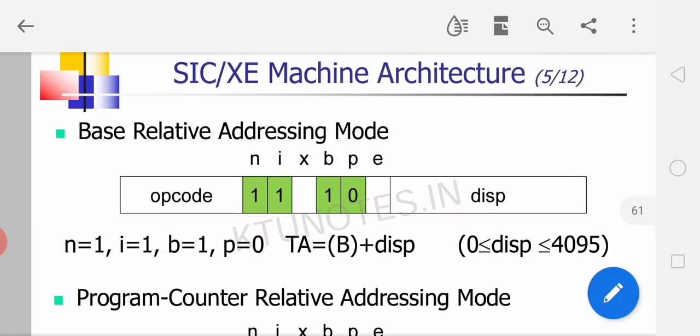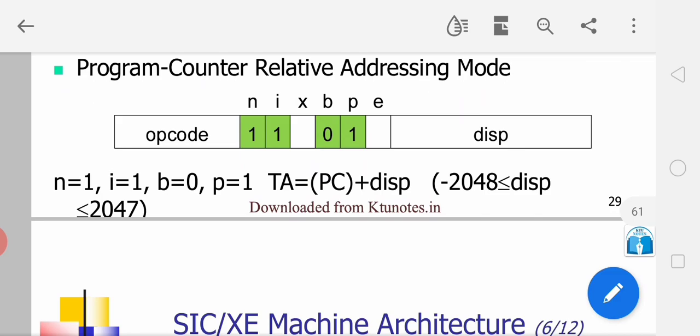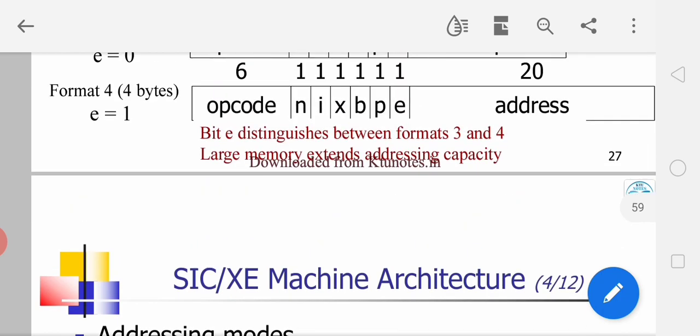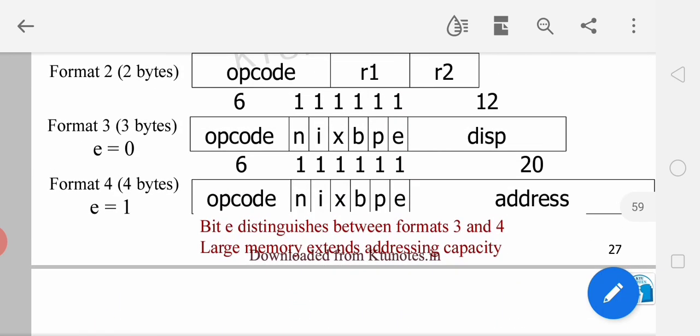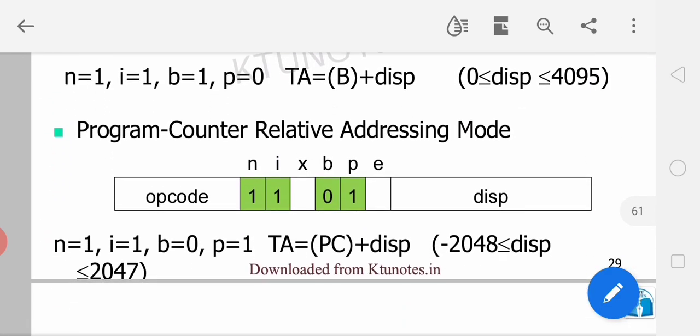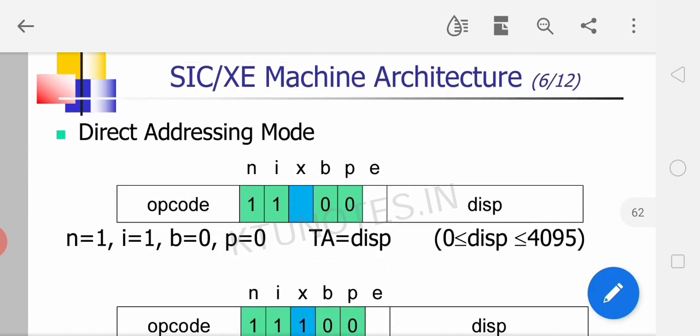In case of base relative addressing mode, the address lies between 0 and 4095. In case of program counter relative addressing mode, the displacement value lies between -2048 and +2048, because to store a displacement we have used 12 bits. Okay, that's the address range. What about direct addressing mode?